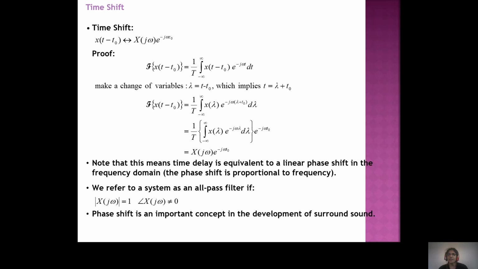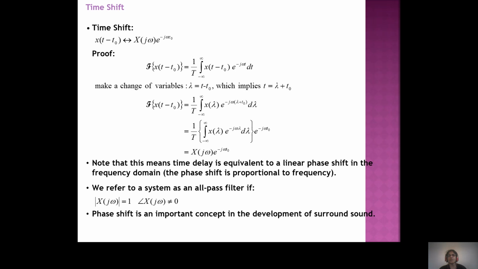Make a change of variables: assume lambda equal to t minus t naught, which implies t equal to lambda plus t naught. So we have to substitute these values. So Fourier of x(t minus t naught) is 1 by T integral from minus infinity to infinity. x(t minus t naught) is nothing but x(lambda), e power minus j omega, and what is the t value here? I am taking lambda plus t naught, so lambda plus t naught d lambda.